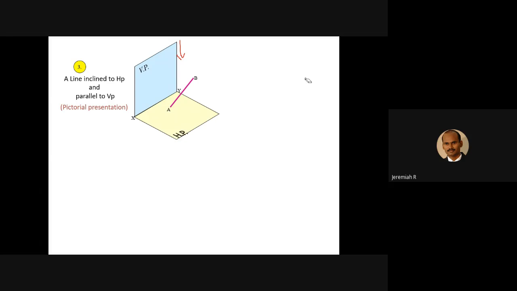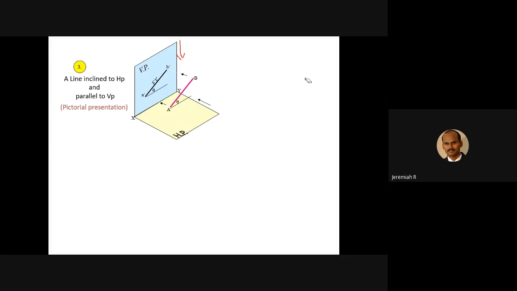So just take a line AB, and the angle is theta. We always have to consider the angle inclined to HP. When the line is inclined to HP, I'm going to use the notation theta. So this is the front view. You'll get the inclined line A dash B dash.